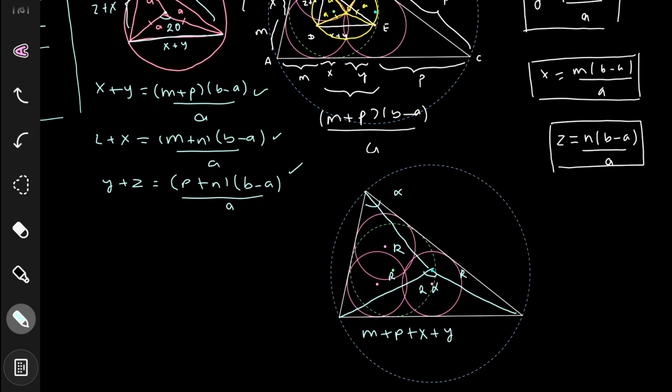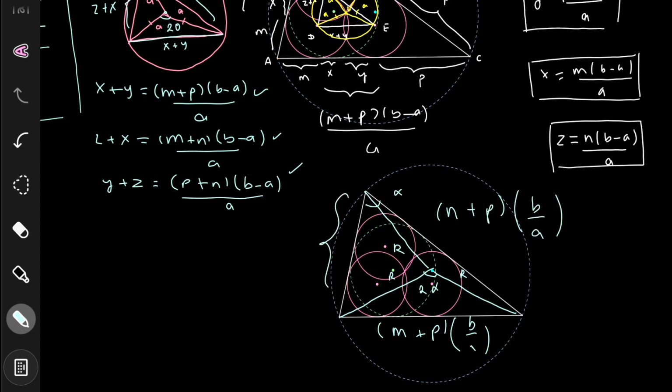Now if I replace the values of x and y that I have got previously, the value for m plus p plus x plus y will be m plus p, and this thing multiplied with b upon a. Similarly, the value of this side would be equal to n plus p multiplied with b upon a. And similarly, the value of this side would be equal to m plus n multiplied with b upon a.